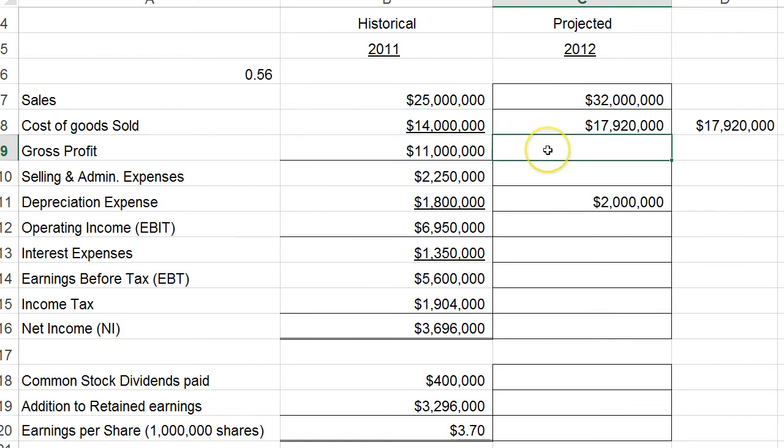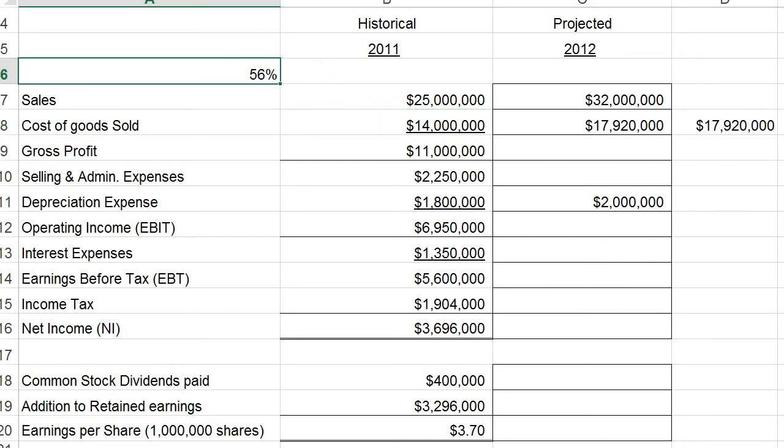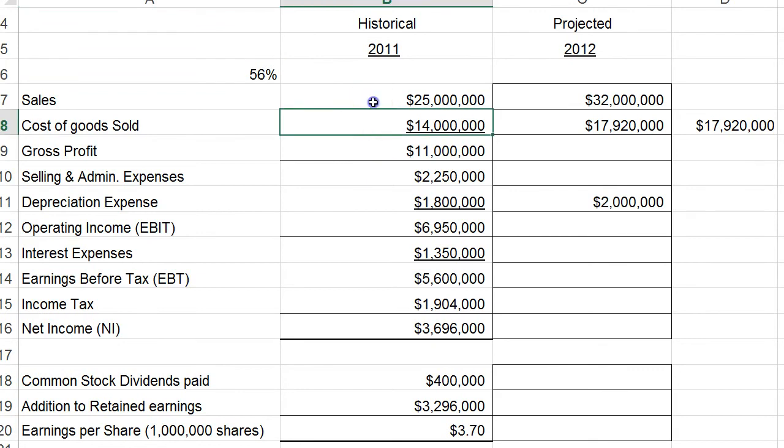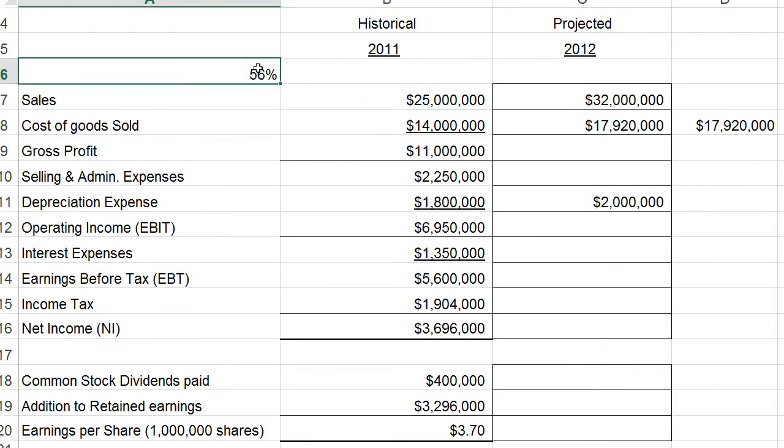Okay, so see how these two numbers are the same? This number, I took the 14 million and I increased it by 28%. This number here, I discovered that 14 million is 56% of 25 million. I made that calculation over here. So I simply took 14 divided by 25 and I got 56%. So that's the percentage relationship between cost of goods sold and sales.